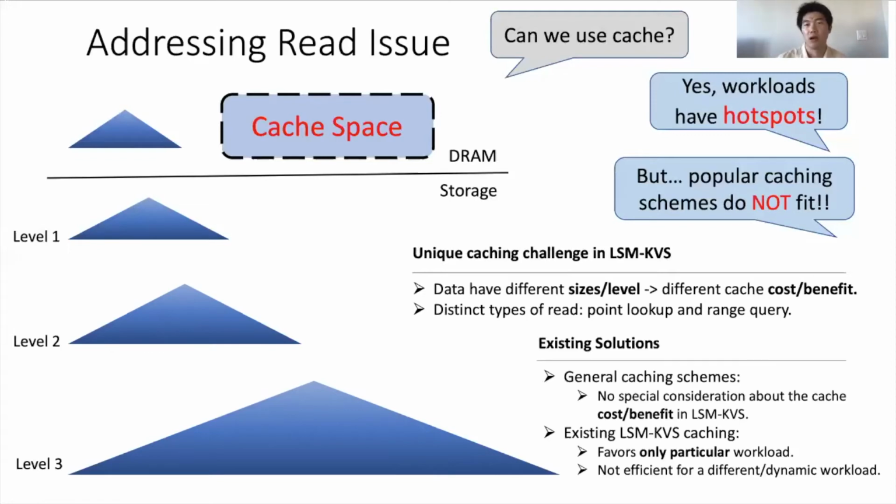And looking around at the existing solutions, the general caching schemes have no special analysis of the different caching costs and caching benefits in LSM-based KVS. But there are many LSM-based KVS that have already been around for quite a long time. How well do they do? And what are their caching schemes? It turns out existing solutions favor only one particular workload. And if it's another workload or a changing workload, they will not be as efficient.